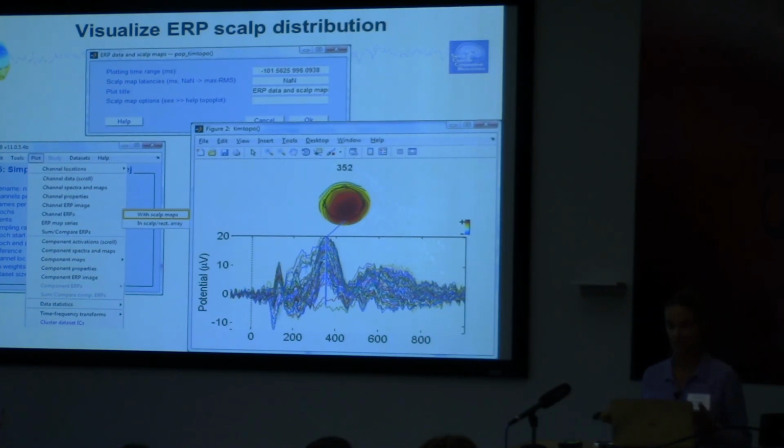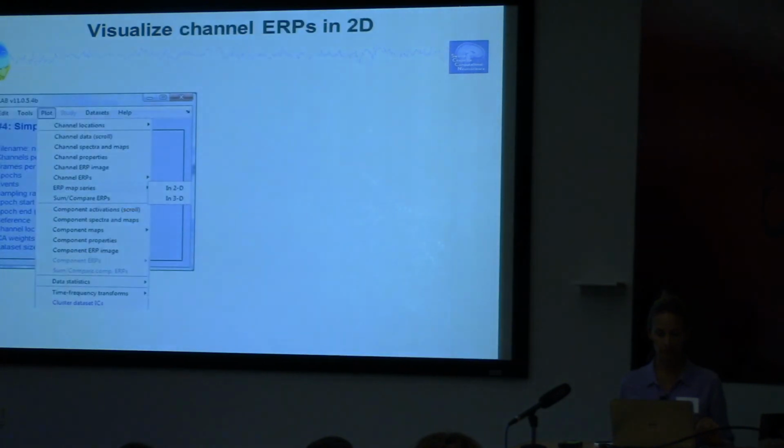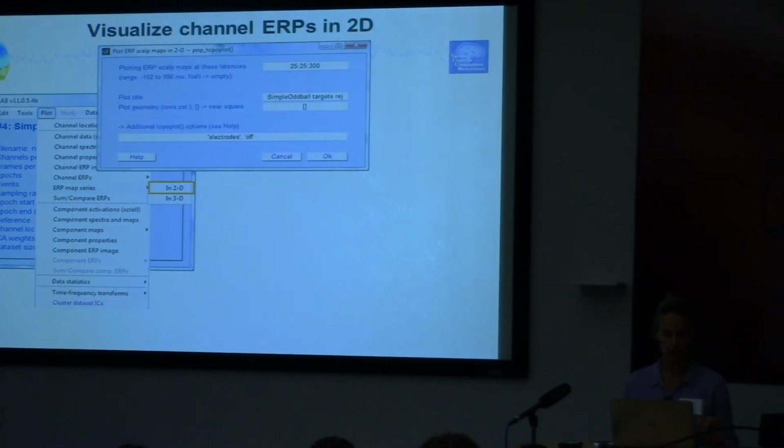And so if I had chosen, instead of NaN, if I had said 600, I would get a line here, and I would find out what the scalp map looked like at 600 milliseconds. And I could put 200, 400, 600, multiple time points as well. And the way that you can do that in a systematic way is to go to the ERP map series, and in 2D, you can step through the data in whatever interval you want. So here it's starting at 25 milliseconds and it's stepping through by 25 millisecond increments up to 300 milliseconds.